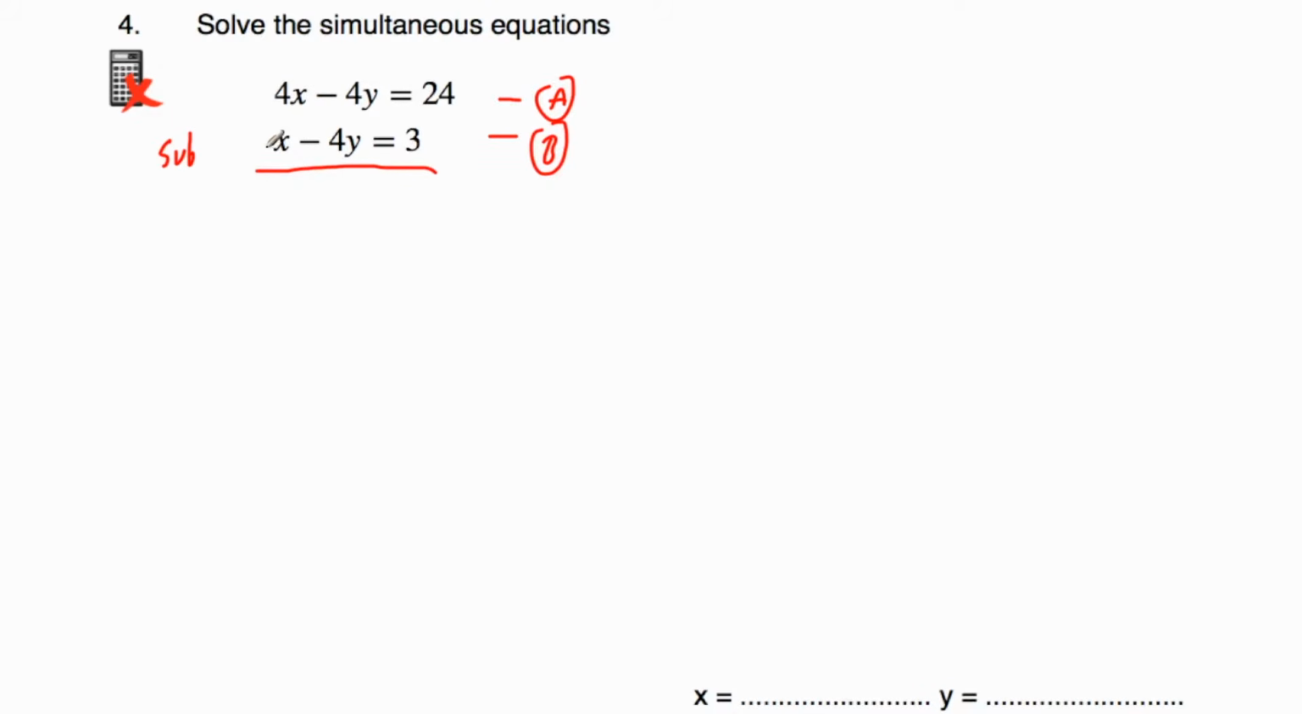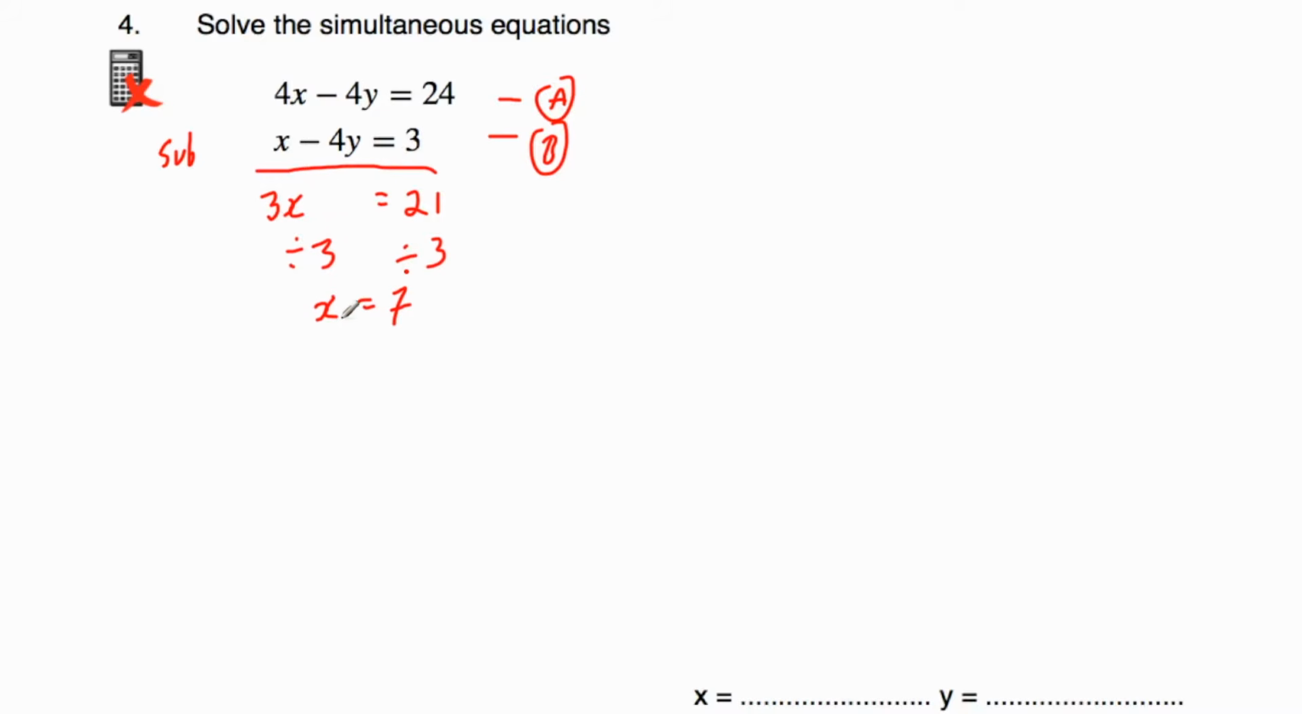So we've got 4x take away x, which is 3x. Minus 4y subtract minus 4y is minus 4y plus 4y, which is 0. And on the right hand side of this equation, we're going to have 24 take away 3, which is 21. So we now know that 3x equals 21, so if we divide by 3 and divide by 3, we find that x is equal to 7.